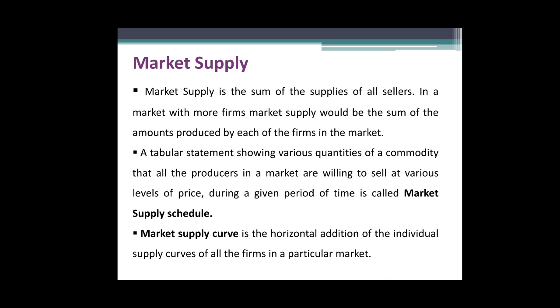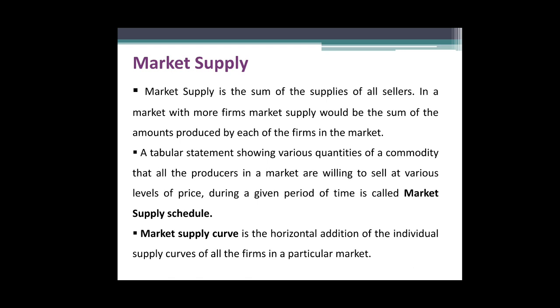Students, a tabular statement showing various quantities of a commodity that all the producers in a market are willing to sell at various levels of prices during a given period of time is called a market supply schedule. This market supply schedule is obtained by adding all the individual supplies at each and every level of price. It is different from individual supply schedule, which refers to a tabular statement showing various quantities of a commodity that a single producer in a market is willing to sell at various levels of price.